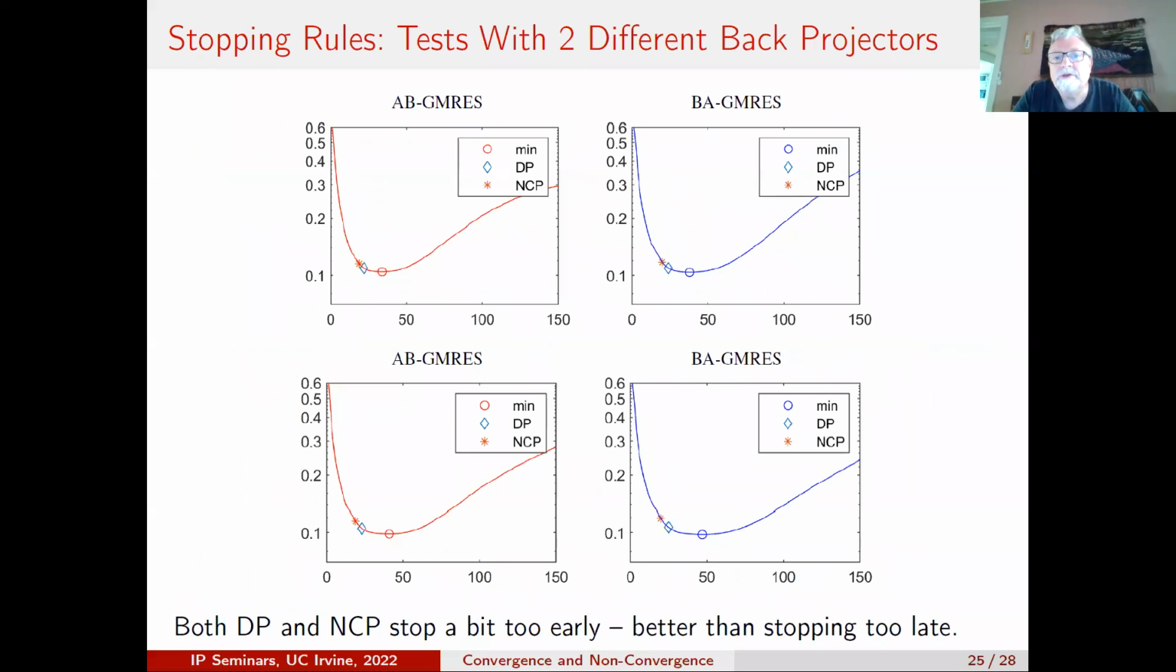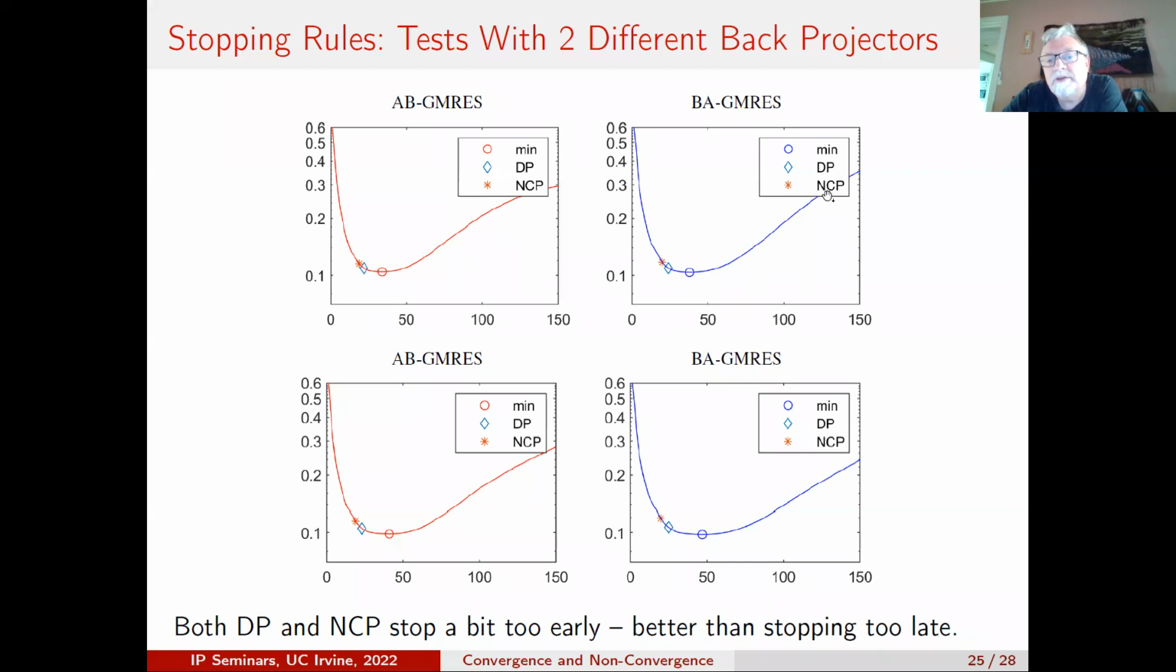Essentially what we see here is AB GMRES and BA GMRES for just two different combinations of forward projections and back projections. The minimum is the circle here, and we want to stop our iterations right there. If we use the discrepancy principle, we stop when we hit the noise level in the residual. Then we have the diamonds here. So we stop a little bit too early, but that's okay because the minimum is quite flat.